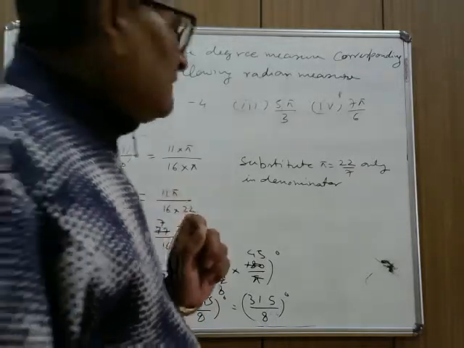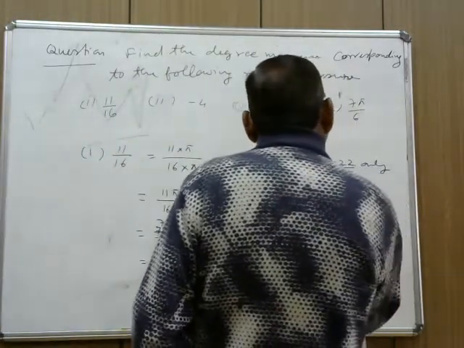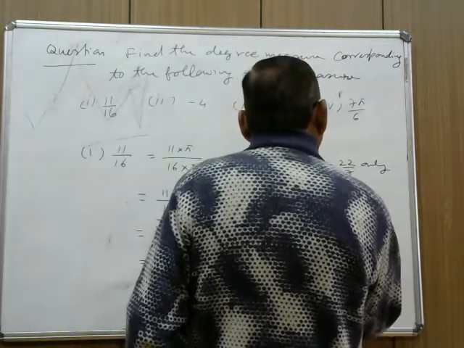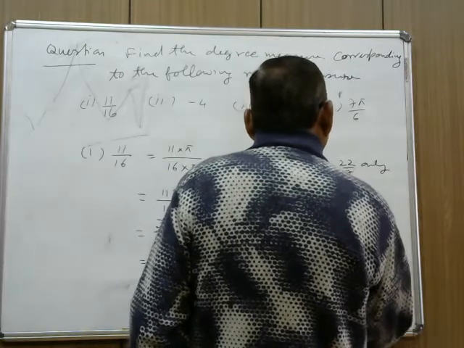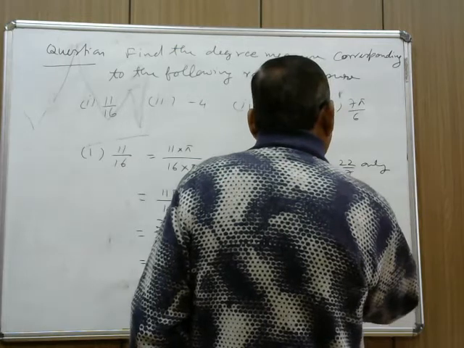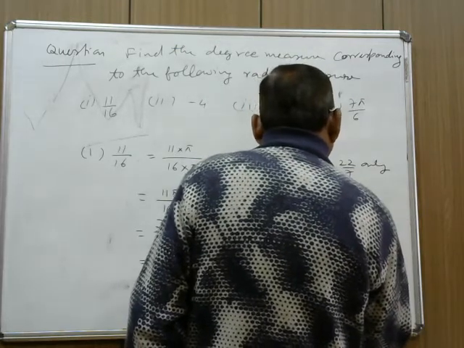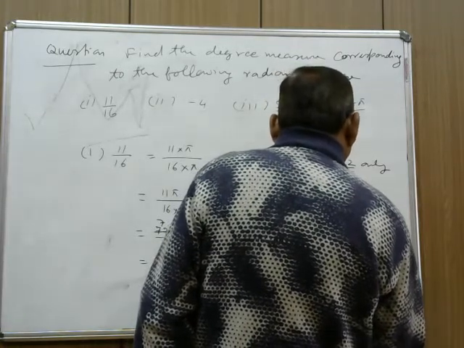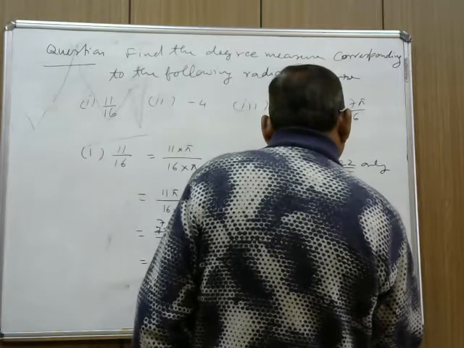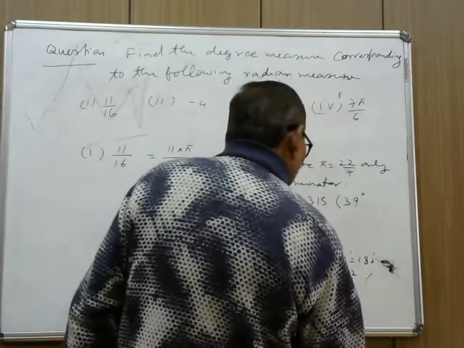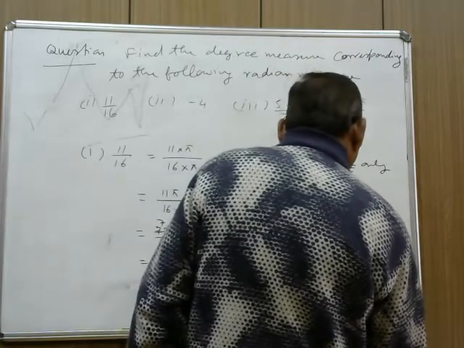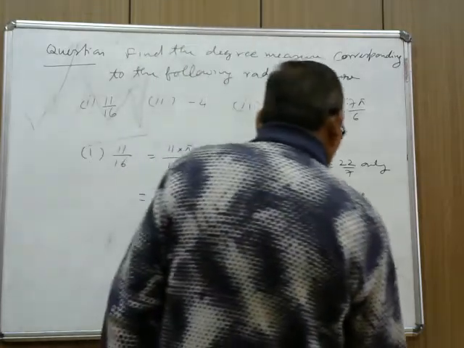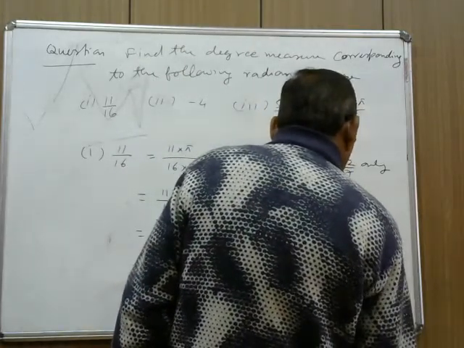So now you have to change 315 by 8 degree into degree, minute and second. So you divide 315 by 8. 8 threes are 24, 7 fives, 8 nines are 72, your remainder is 3, 39 degree. Now 3 degree is equal to 3 into 60 minutes, that is 180 minutes. So again you divide 180 by 8: 8 twos are 16, 20, again 8 twos are 16, remainder 4. So this is 22 minutes.